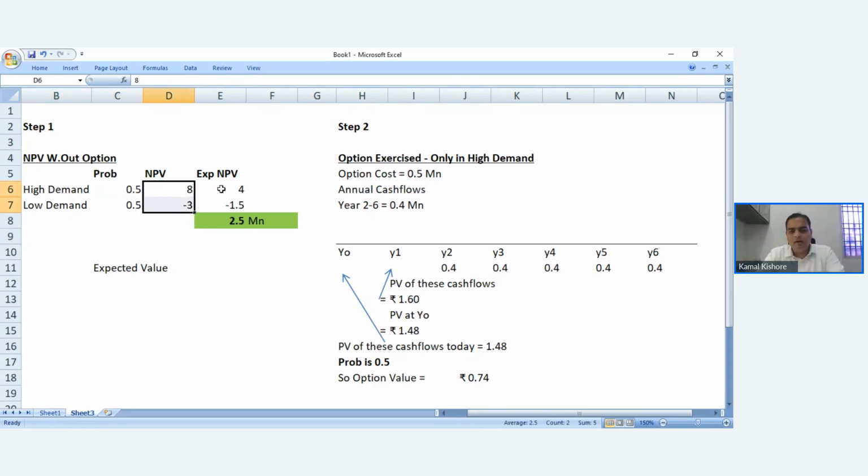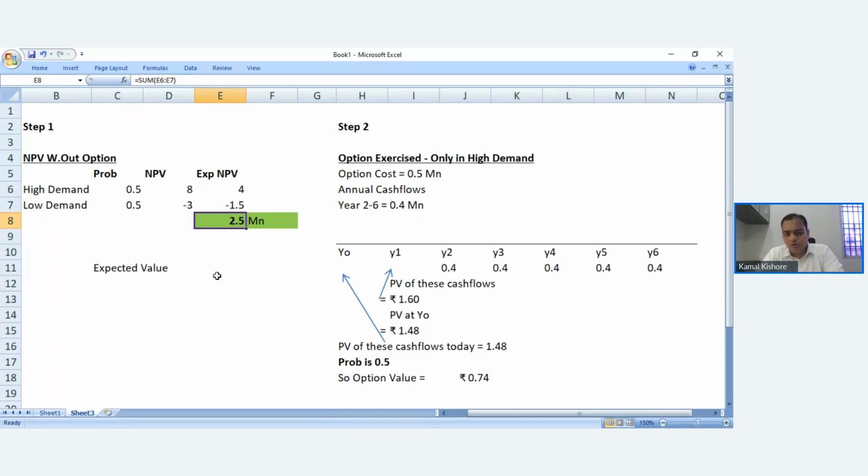NPV is given, and the expected NPV I'm calculating is 8 into 0.5 and minus 3 into 0.5, which is 2.5 million. This is based on the concept of expected value, which you would study in your quants prerequisites probably. So 8 into 0.5 is 4, and minus 3 into 0.5 is minus 1.5. So effectively 2.5 million is my NPV without considering any option.